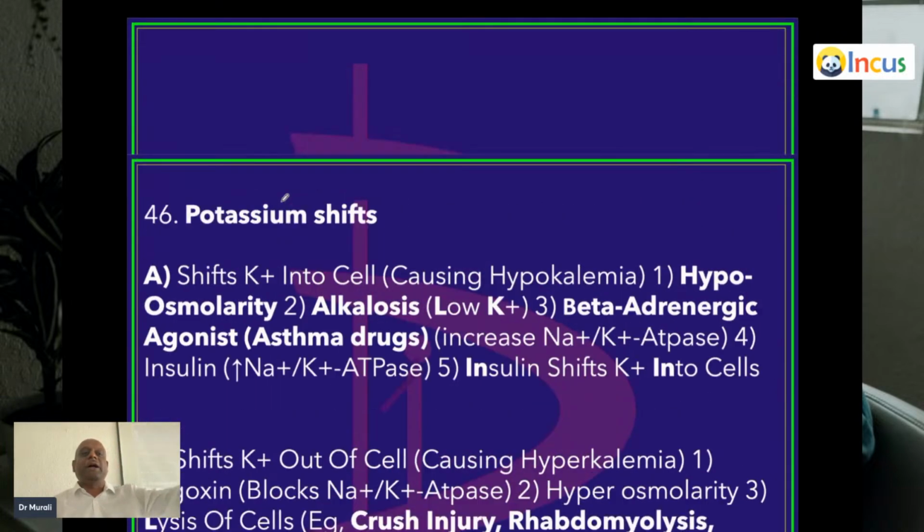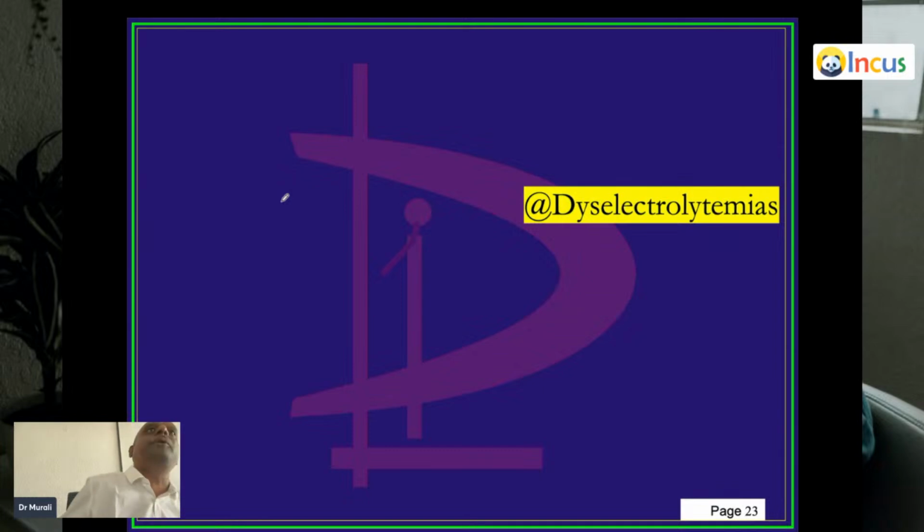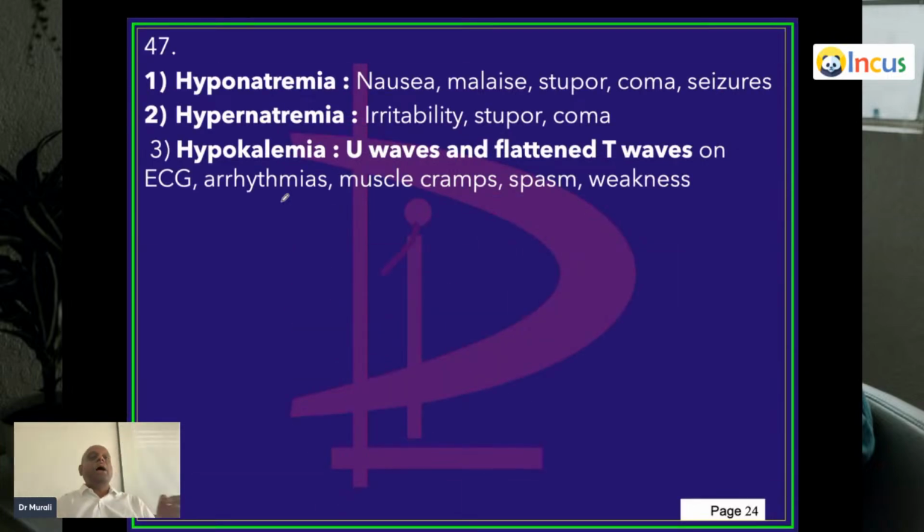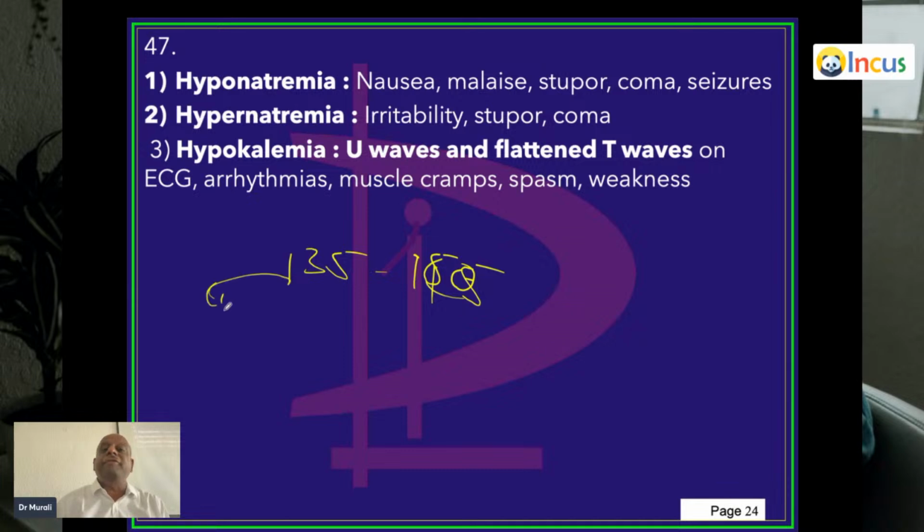So that is the story, doctor, about hypo and hyperkalemia. Now dyslipidemias. Let us quickly run through them. How will hyponatremia present? Normal sodium कितना है बेटा? 135 to 145. So ये 135 अगर 130 हो गया तो क्या हो जाएगा पेशेंट को?